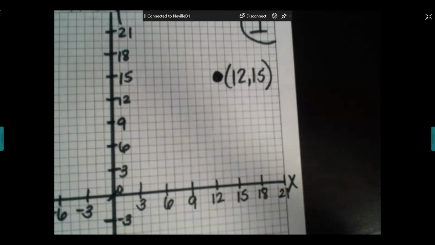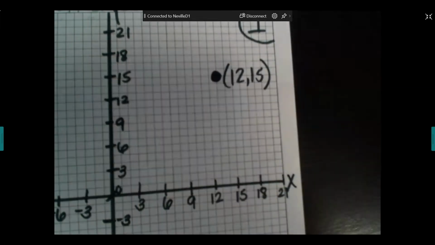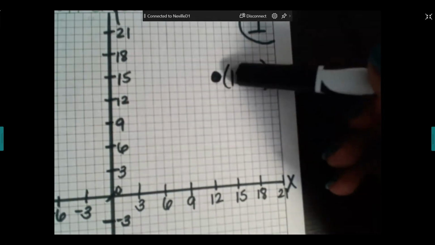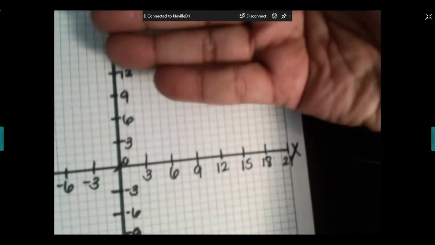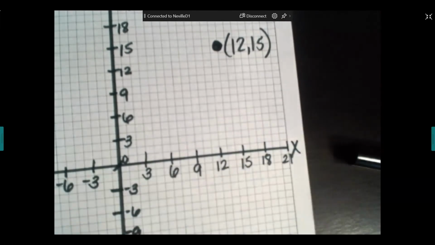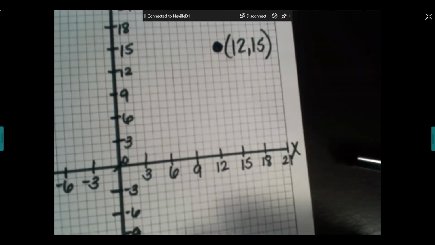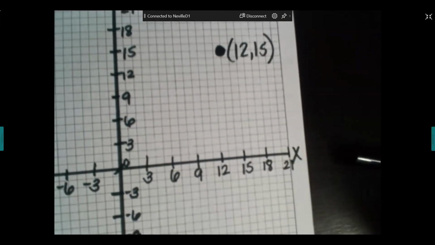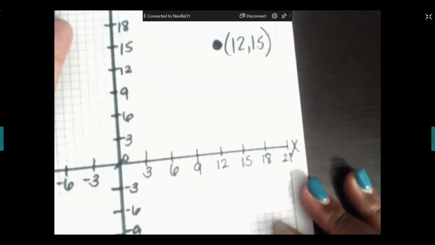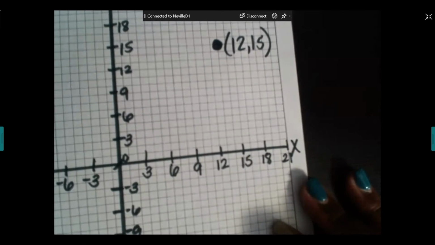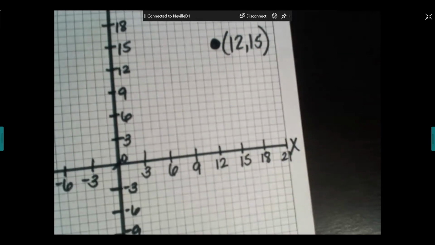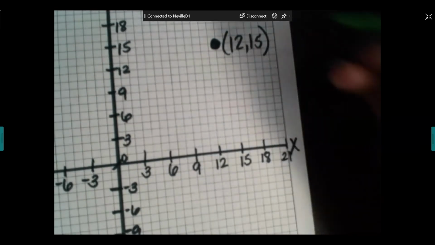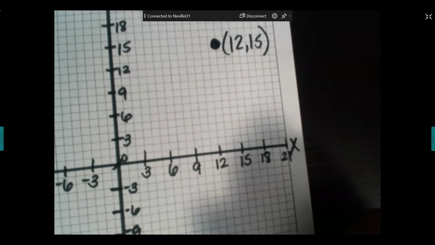What we're going to do today is reflect that ordered pair, this dot. I'm going to flip it over my x-axis. Remember, when we're flipping it, we're just flipping it over into the other quadrant, quadrant 4 in this case. And then we're going to flip it over our y-axis. So I want to make sure you have that point plotted. And let's first flip this over our x-axis.